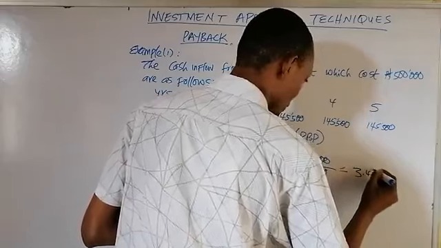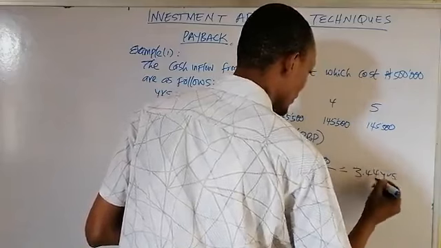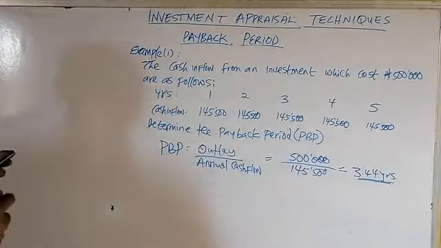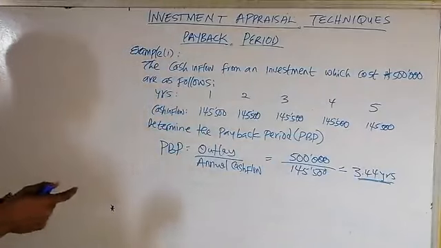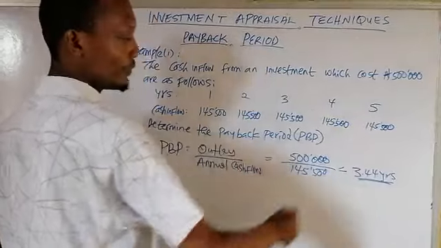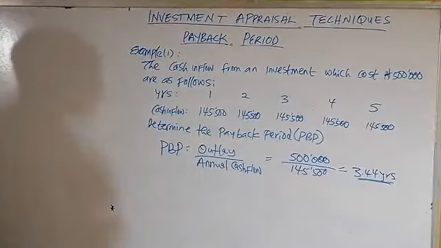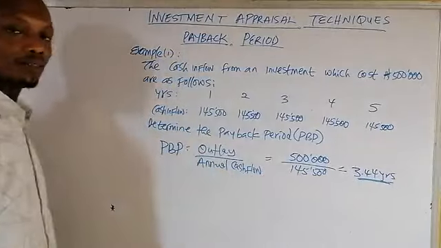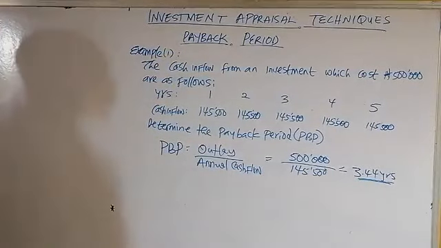When you approximate 3.44 years, yes, 3.44 years, so approximately we're going to have 3 years, 4 months, and a few days. So this is it. This is how to calculate payback period when the cash inflows are in annuity form.